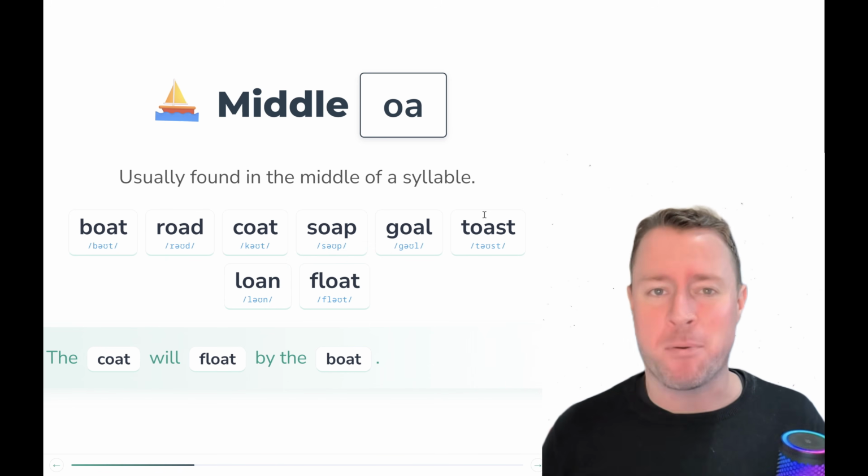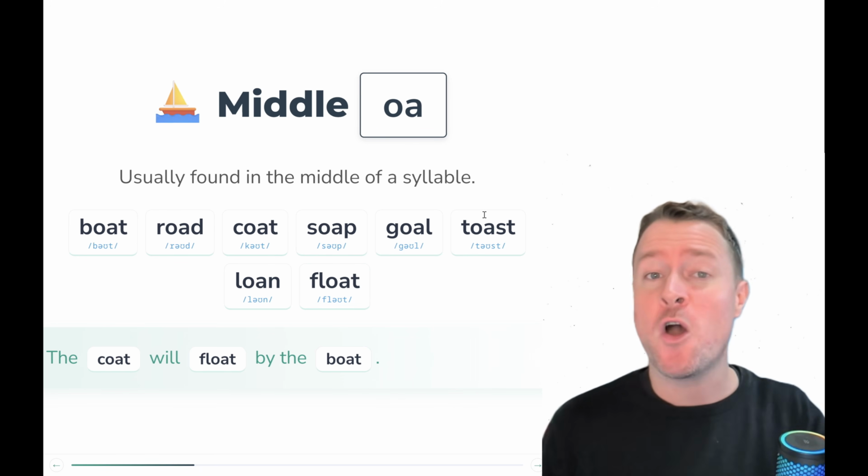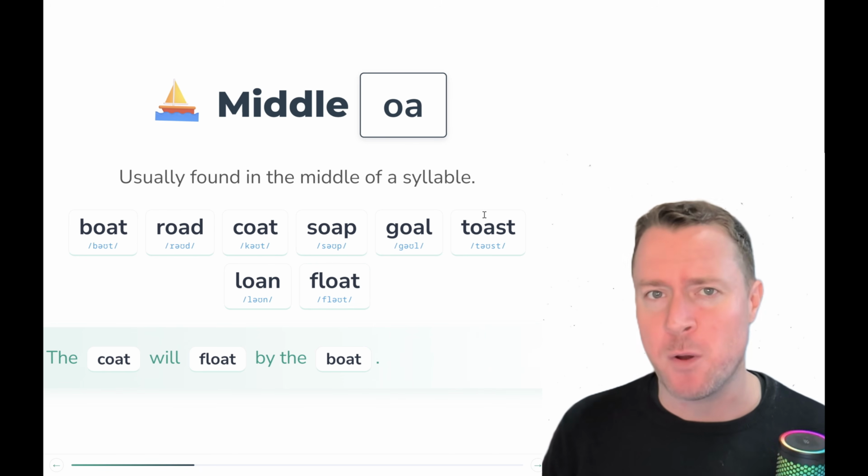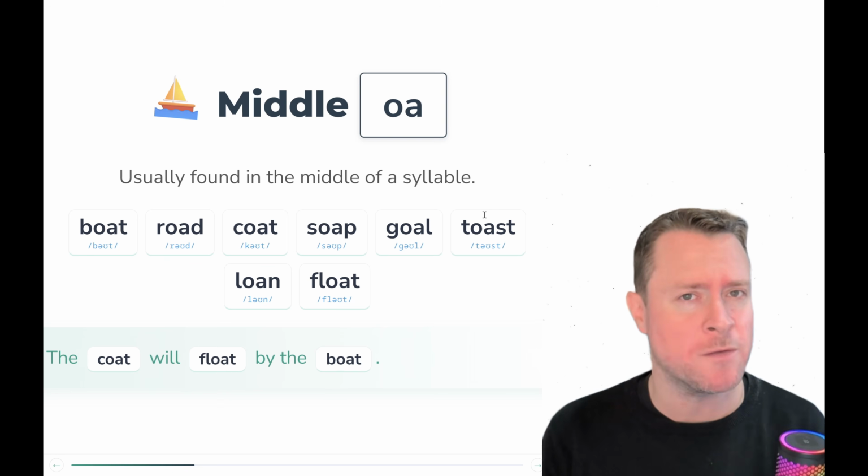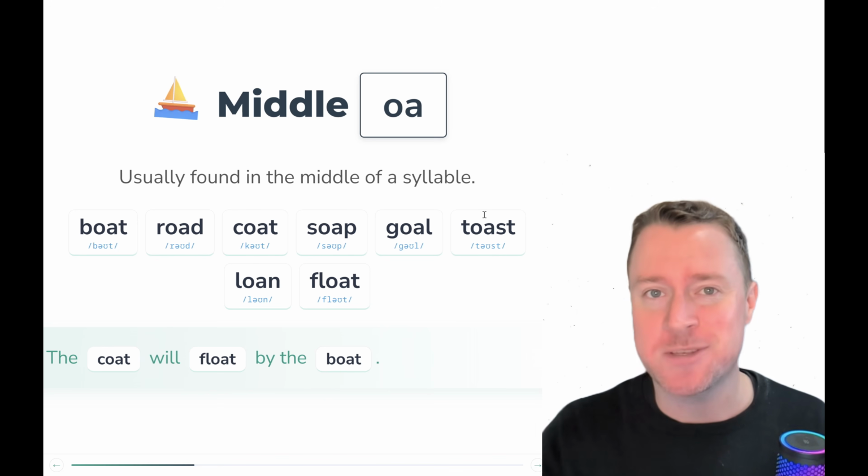Let's try this practice sentence. The coat will float by the boat. The coat will float by the boat.